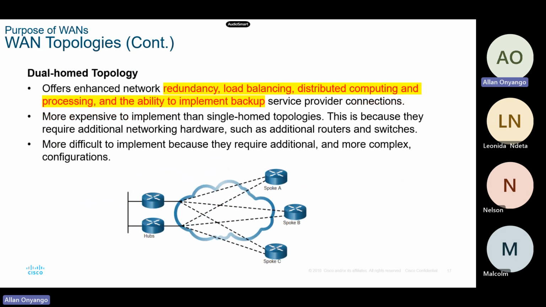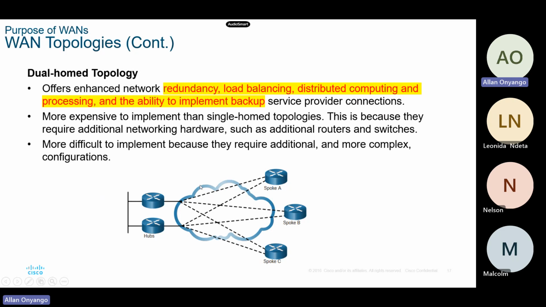Then apart from hub and spoke, we have what is called the dual home topology. This is like having two hub and spoke together, but it provides a greater redundancy. So we have the first hub here and the second hub, and each of the spokes, spoke A, spoke B, spoke C, each of them is actually connected to the two hubs.